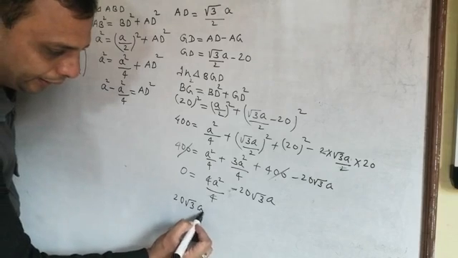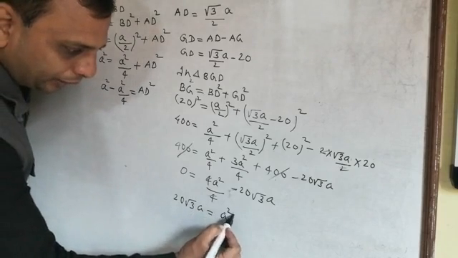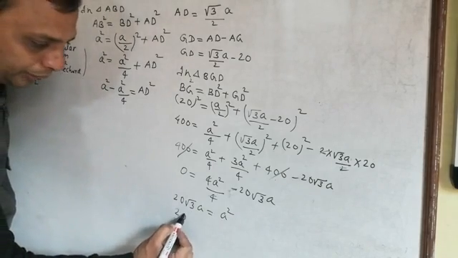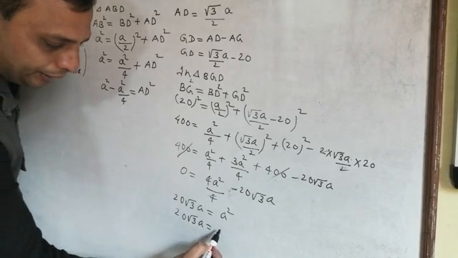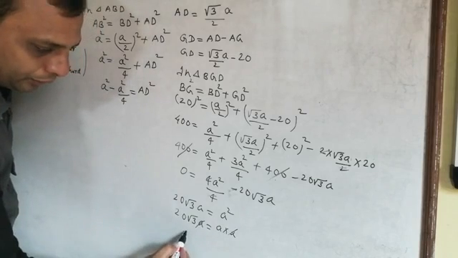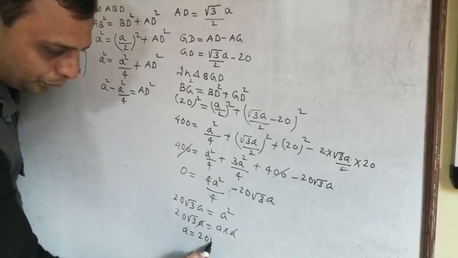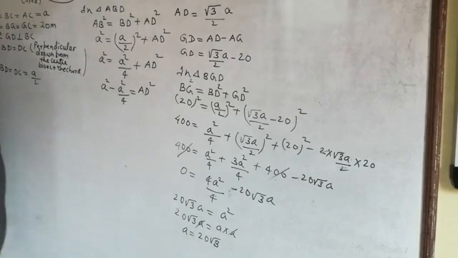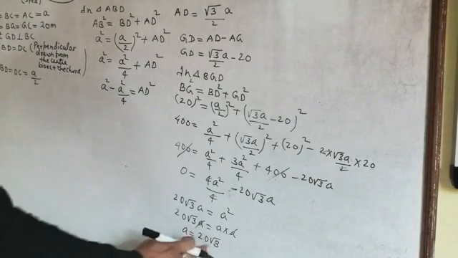Root 3a is equal to a square. So a square we can write as a multiply a, and 20 root 3a is equal to a multiply a. This a and a cancel. a is equal to 20 root 3. This is the value of a.